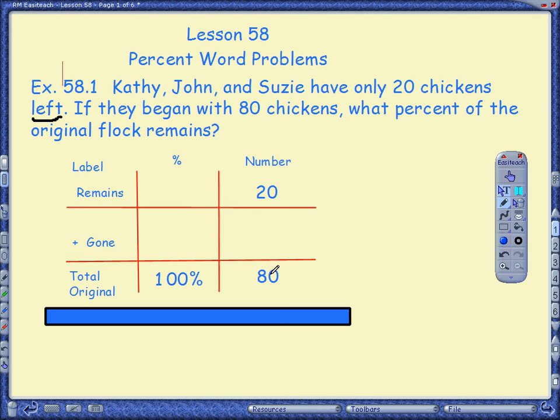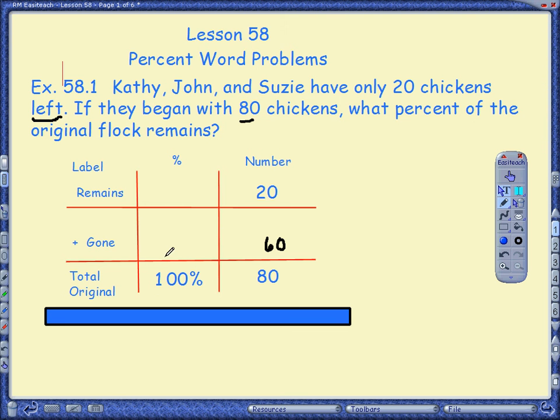We can find this number by saying 80 minus 20, and that would be 60. The chickens that remain and the chickens that are gone have to add up to what they had originally when they began, which was 80 chickens. 100% always represents the original number or the total number.